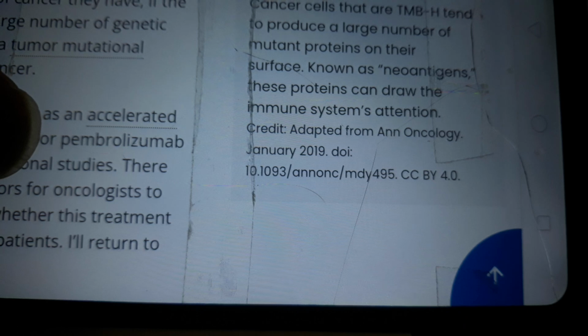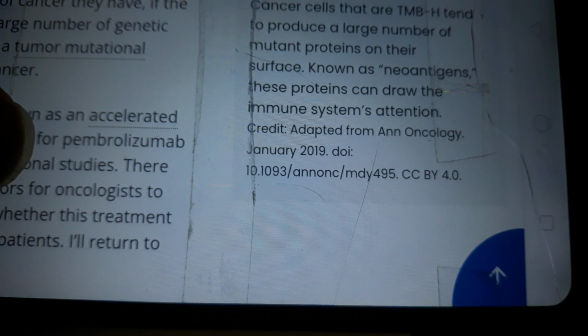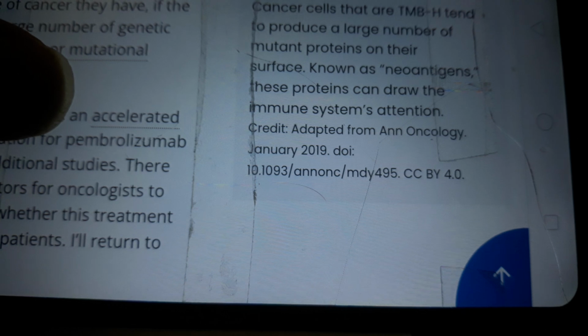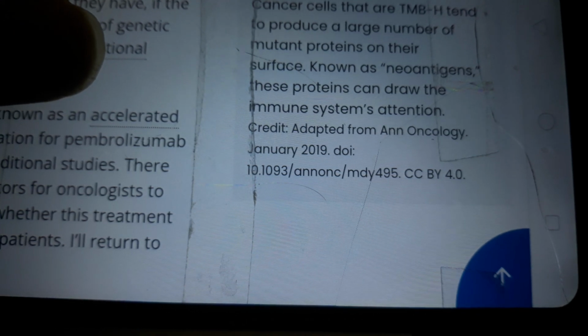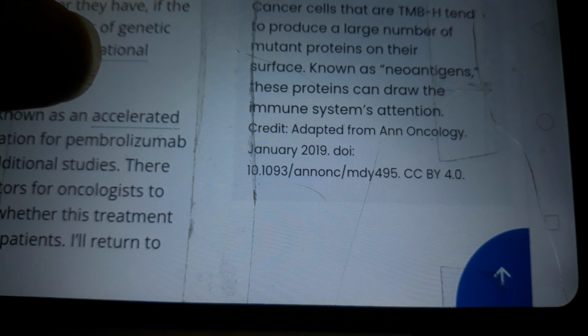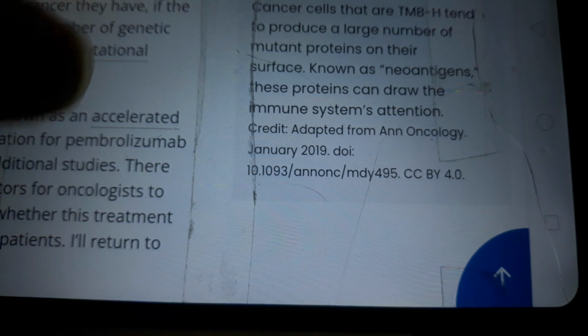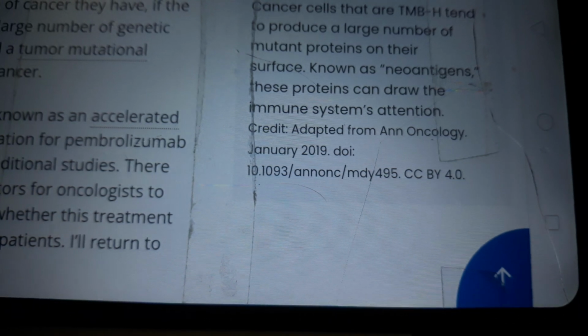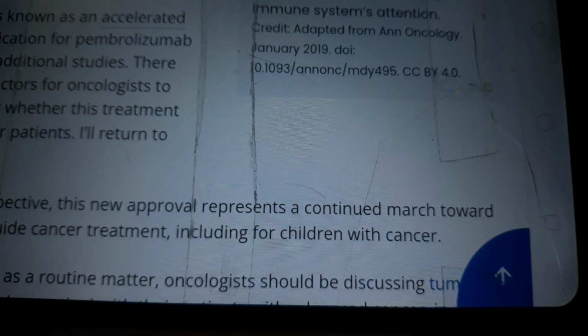The credit goes to, adapted from Annals of Oncology, January 2019, DOI 10.1093/annonc/mdy495, CC BY 4.0. That's the credit section. Credits to them for giving us this lecture.